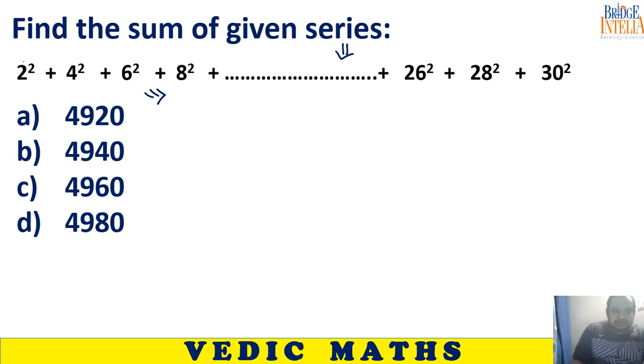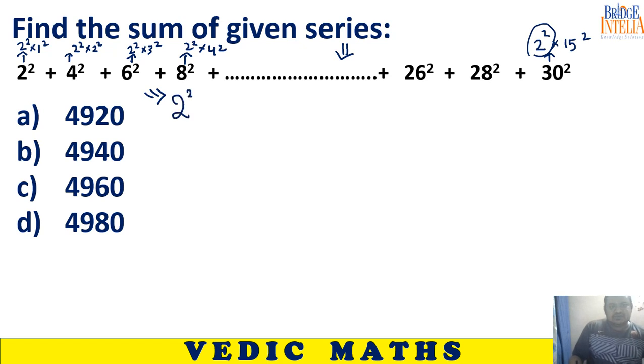So 2 square can be written as 2 square into 1 square. 4 square can be written as 2 square into 2 square. 6 square is basically 2 square into 3 square. 8 square is 2 square into 4 square. Similarly 30 square. So 30 square is equal to 2 square into 15 square. So you can see basically 2 square can be taken as common.